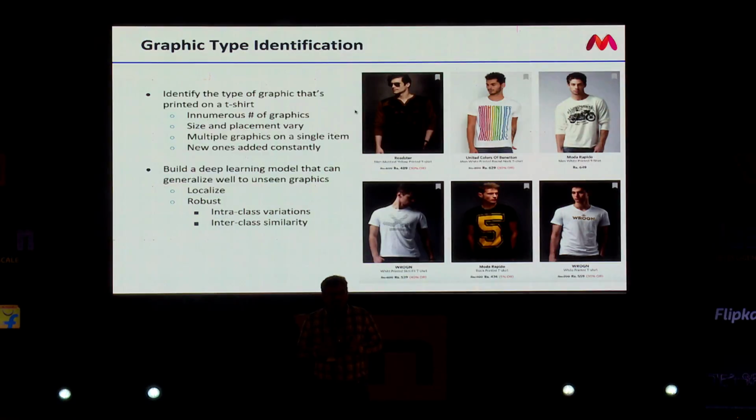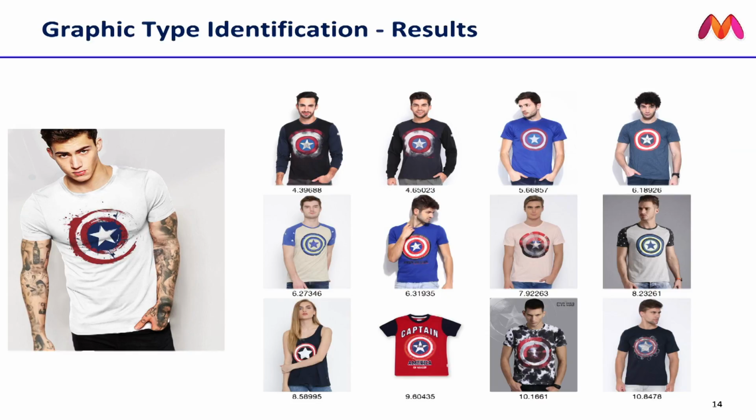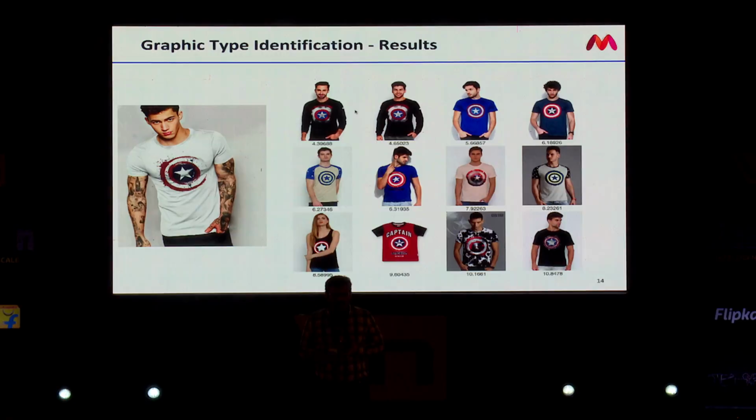First, it should be able to localize onto the graphic. The next step is that it should handle the within-class variations and across-class variations, and identify the particular graphic quite well. Here are some results based on the solution that we developed: the Captain America t-shirt, and we are doing quite well at retrieving the images with a similar graphic being printed.